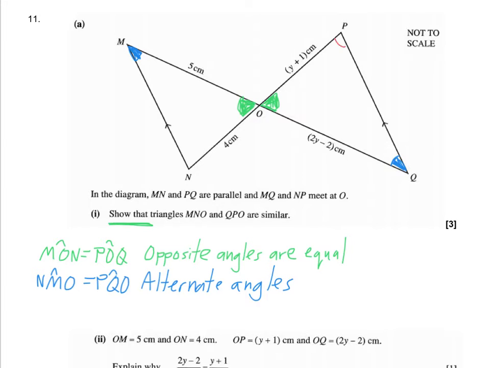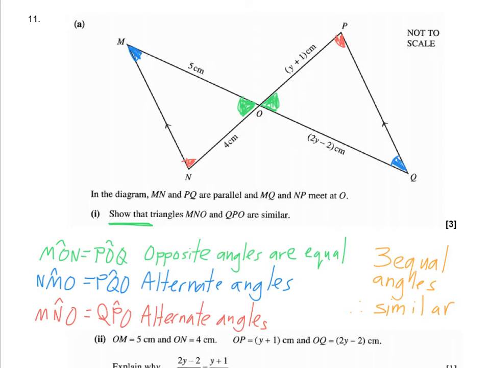Finally, we've got another pair which is exactly the same as last time. Hopefully you'll be able to see it now. I'll run over it quickly with my little pointer. This is another Z. It's a sort of upside down Z. Put it the other way around, however you want to think about it. It's still alternate angles. So that is MNO and QPO. They are the same as each other.